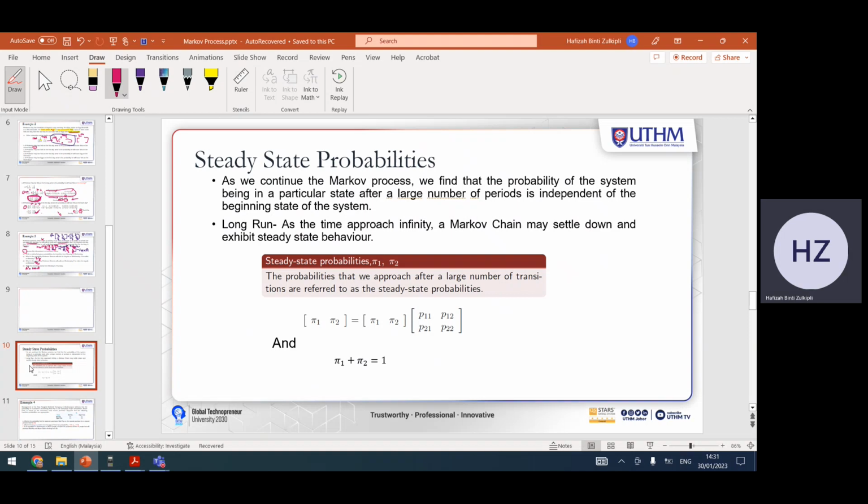Okay, steady state. When there is steady state, you will have these formulations. This is our transition probability that we did just now. This is the steady state probability, pi 1, pi 2, and then this is the formulation. If the question asks you about the long run, about the steady state, you need to use this equation to get the value of pi 1 and the value of pi 2.